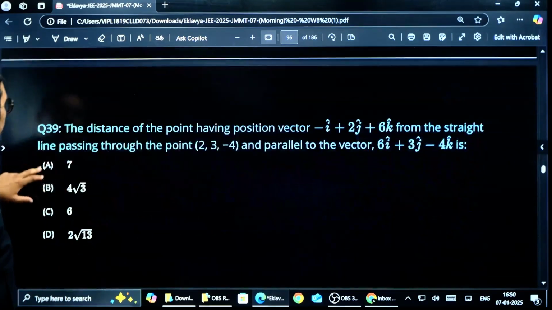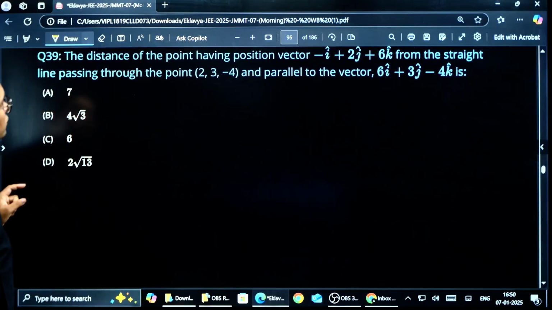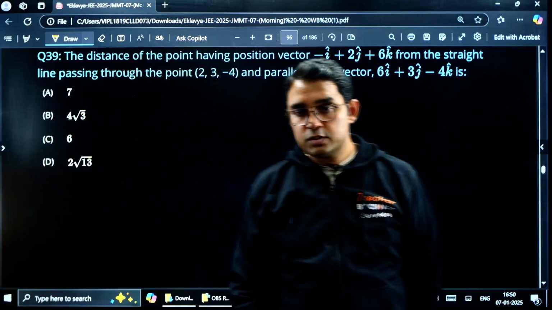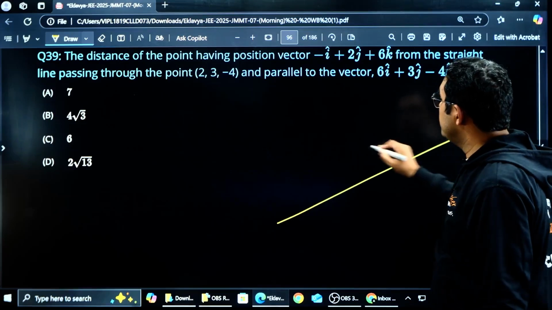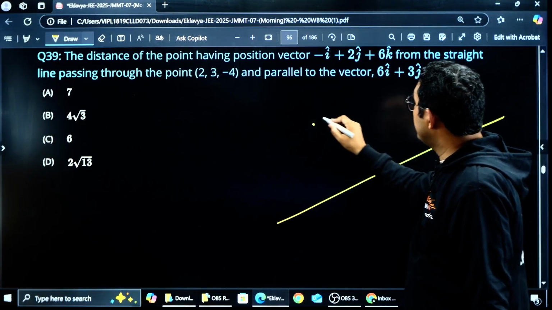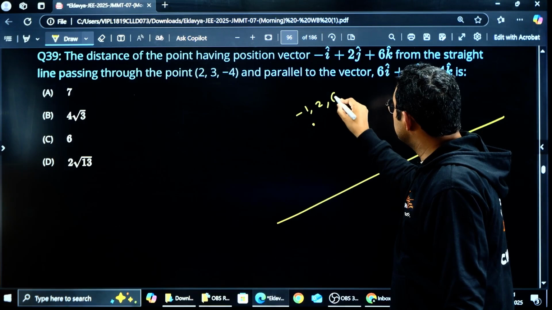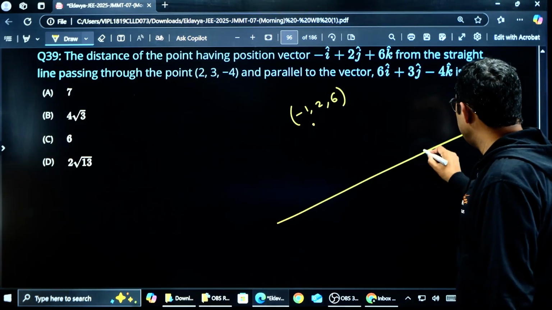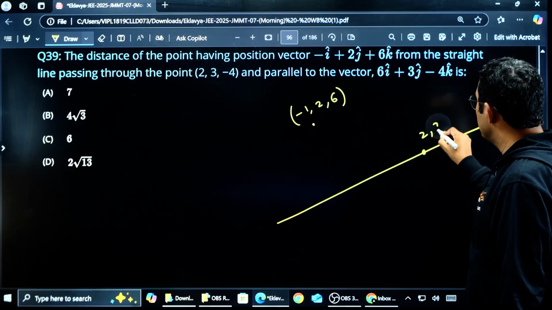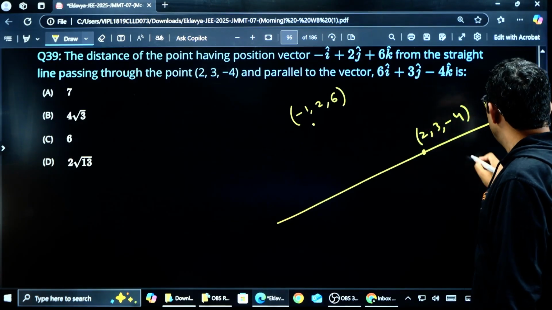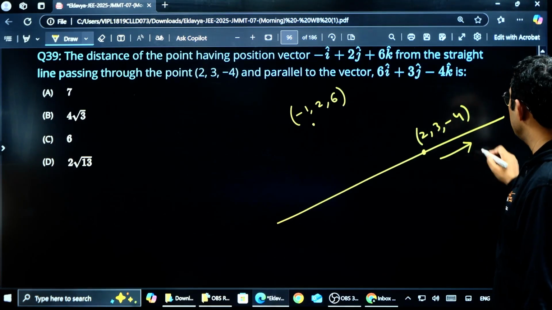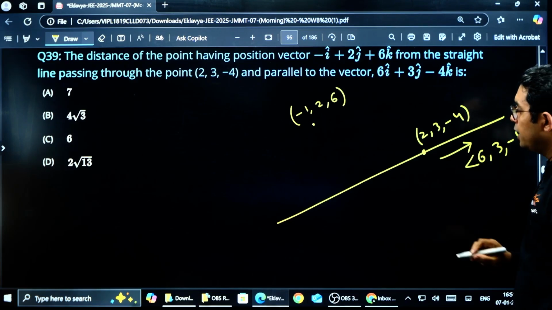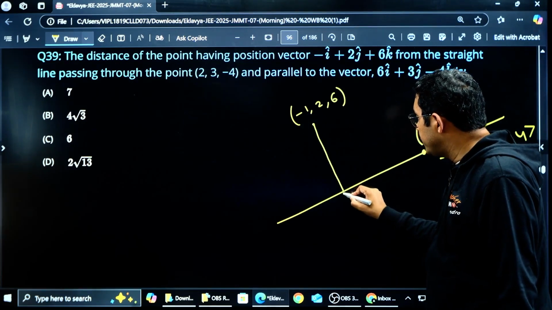Moving to the next question, that is question number 39. The distance of the point having position vector from the straight line passing through this, parallel to this vector. Now please see how this question can be done. We are given a point here whose position vector is -1, 2, 6. I can write this in Cartesian form also. And this is a line that is passing through the point 2, 3, -4, and this line is parallel to the vector 6, 3, -4. Direction ratios we can write like this. We are asked to find this perpendicular distance D.